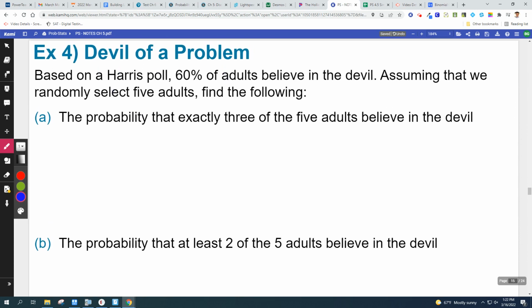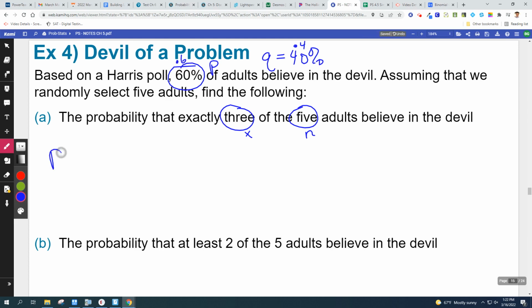Number 4, devil of a problem. Based on a Harris poll, 60% of adults believe in the devil. Assuming we randomly select 5 adults, find the probability that exactly 3 of the 5 adults believe in the devil. So 60% is P, and 3 is our X, and 5 is our N. The only thing they don't give me is Q, but that's easy to figure out. Q must be 40%, or 0.4, right? 0.6 and 0.4, those are our numbers.